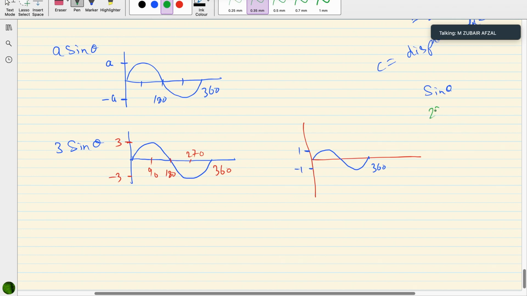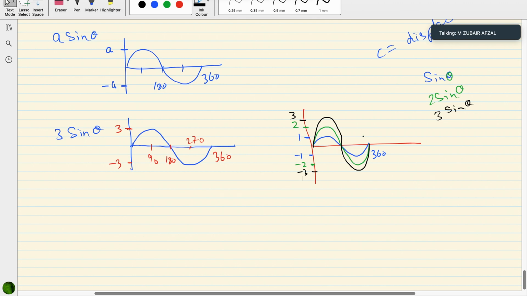Then we draw 2 sine theta. The only difference is the amplitude. So in green it is twice that. The shape is not changing, the curves are the same, but now it lies between 2 and minus 2. Third graph, if we draw 3 sine theta, the amplitude would be 3, it passes through 0 from the same points, ends at 360, so this is 3 and this is minus 3. Is the role of A clear? A sine theta, A is the amplitude.